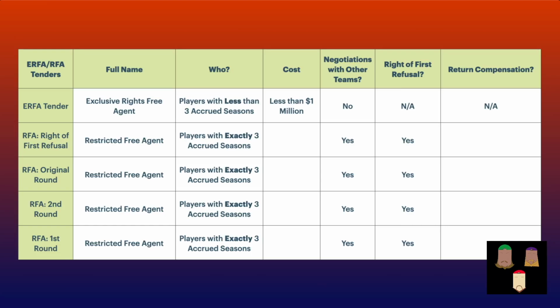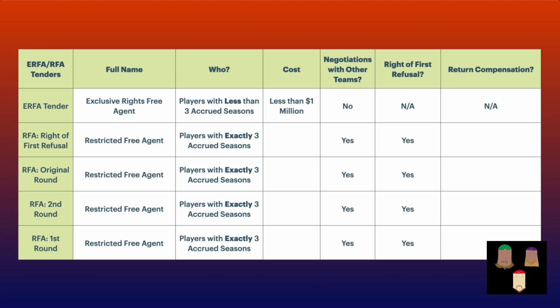The caveat is that the original team who used the tender has the right to match any contract offered, and if they do so, the player must sign with them or not play in the NFL. The secondary caveat is that depending on the level of the tender, even if the original team declines to match the new contract, the new team may have to send a draft pick as compensation in return.